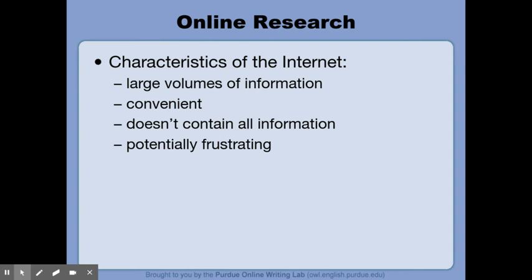Characteristics of research, specifically the internet. Within the internet, you have large volumes of information. It's very convenient. It doesn't contain all the information, and it can be potentially frustrating. Because we have such large volumes of information at our fingertips when we conduct a search online, we have to evaluate resources to find ones that are credible. Everything is at our fingertips. There's a wealth of knowledge, but we have to be able to look at the websites and figure out which ones are credible and which ones are not. So which ones are trustworthy and which ones are not.